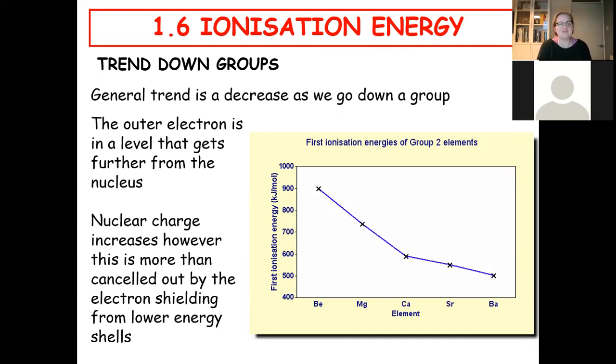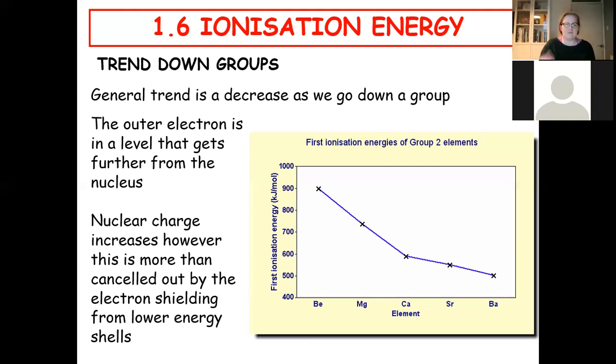This is because the outer electron is in a level that gets further from the nucleus. So we're in a completely different energy level, in a different shell each time. So atomic radius is increasing as we go down our group. Our electrons are further from the nucleus, therefore there is less attraction. Our nuclear charge increases, however, it's basically cancelled out by the electron shielding from lower energy shells. So even though our nuclear charge has increased, we have so much electron shielding and such an increase in atomic radius that it's cancelled out.